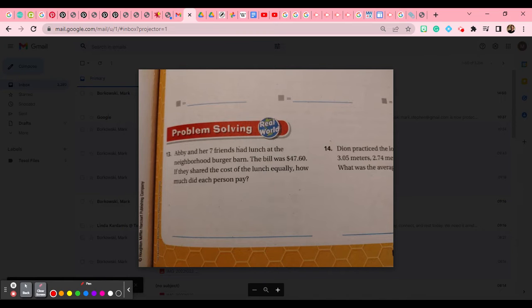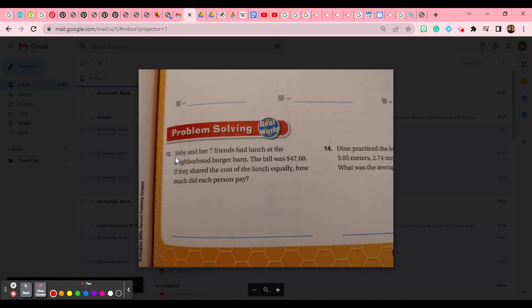So Abby and her 7 friends had lunch at the neighborhood Burger Barn. The bill was $47.60. If they shared the cost of lunch equally, how much did each person pay?